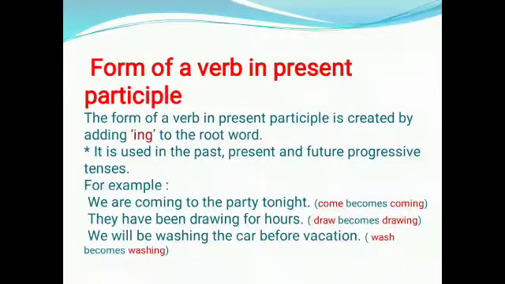Then form of a verb in present participle. The form of a verb in present participle is created by adding ing to the root word. It is used in the past, present and future progressive tenses. For example, we are coming to the party tonight. Here come becomes coming. They have been drawing for hours. Draw becomes drawing. We will be washing the car before vacation. Here wash becomes washing.